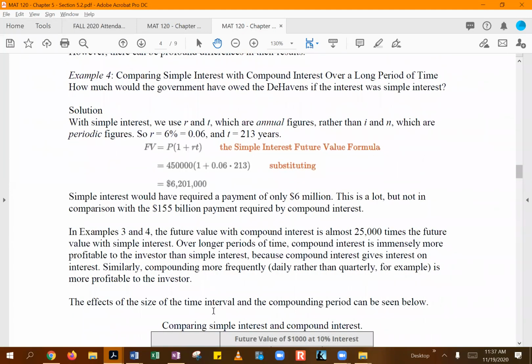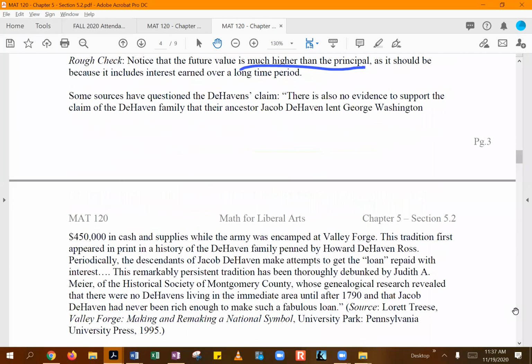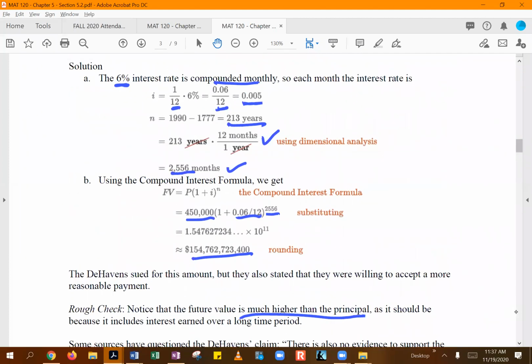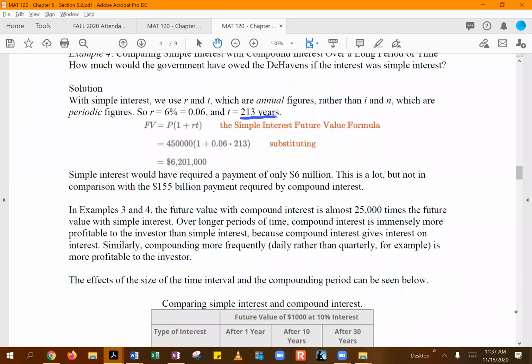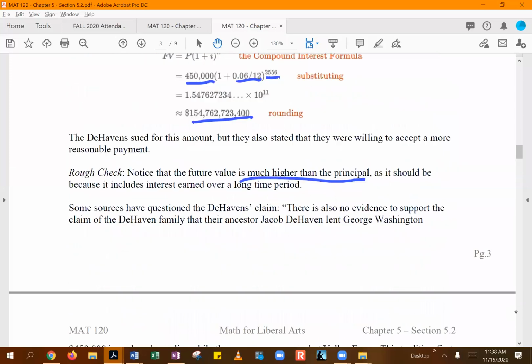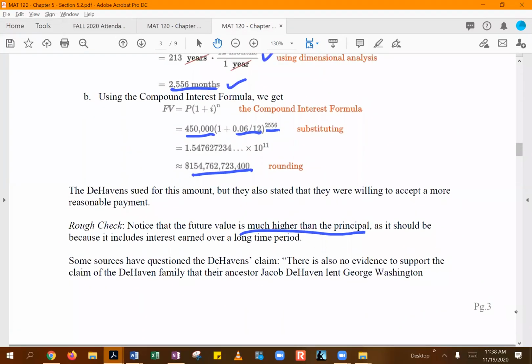So in this case, you would be looking at a principal of $450,000. We're still doing 6% interest rate, but now you would actually only be doing this for 213 years, instead of 2,556 months, because you're not compounding this anymore. So you will see when we put this through our simple interest formula, you actually just come up with $6,201,000.